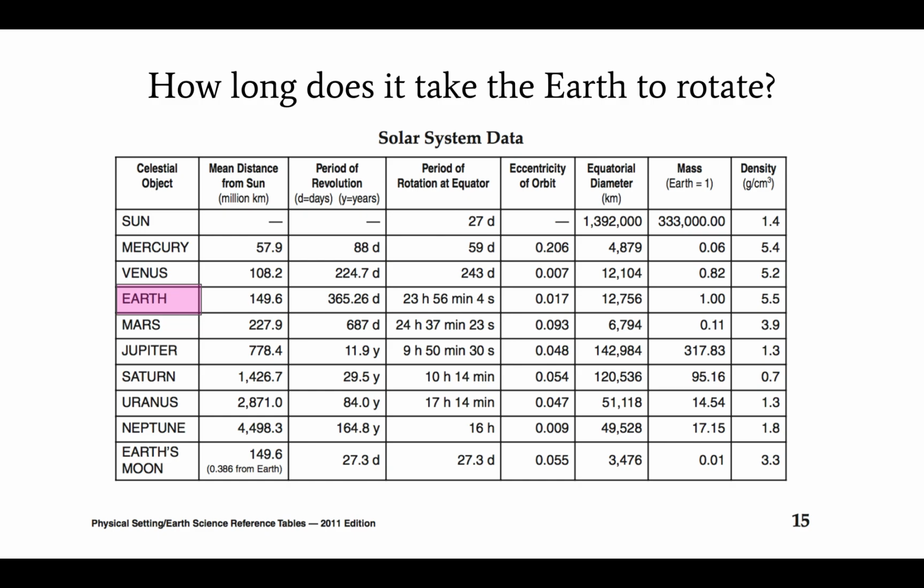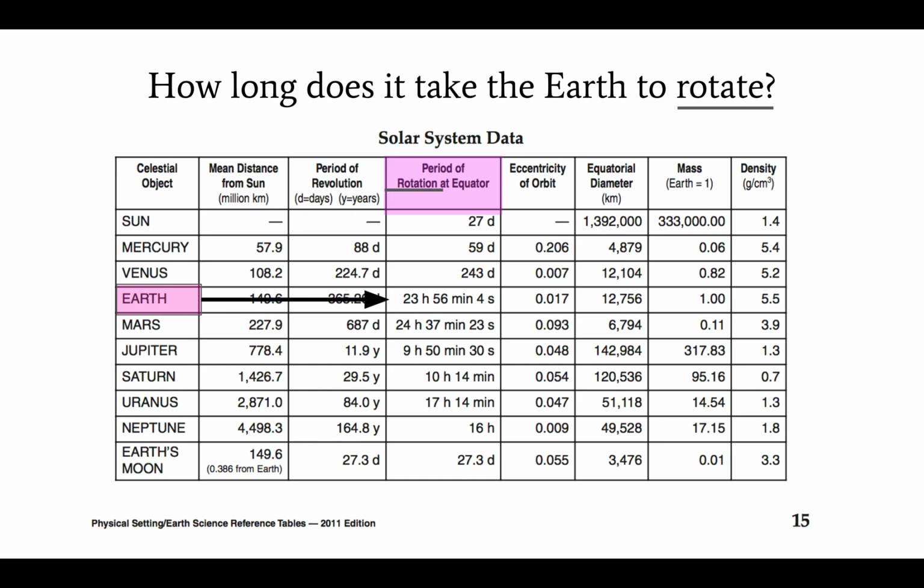So now we have to look at the other columns to see which column will give us the information that we need. The first is the mean distance from the sun. But the distance from the sun is not going to help us answer how long it takes Earth to rotate. Next is the period of revolution. And finally, the next column is the period of rotation at equator. That keyword rotation matches with our question keyword rotate. So we know that this is the correct column.